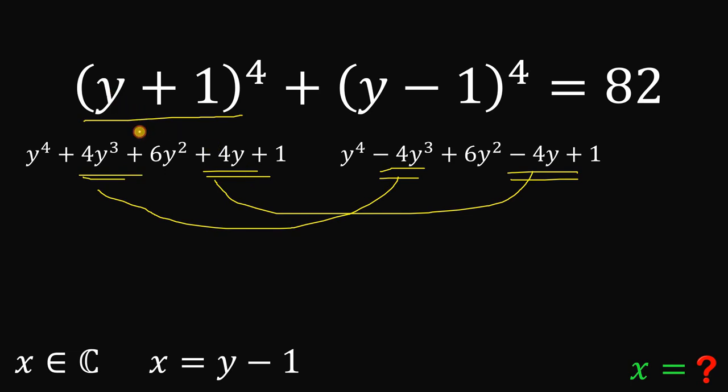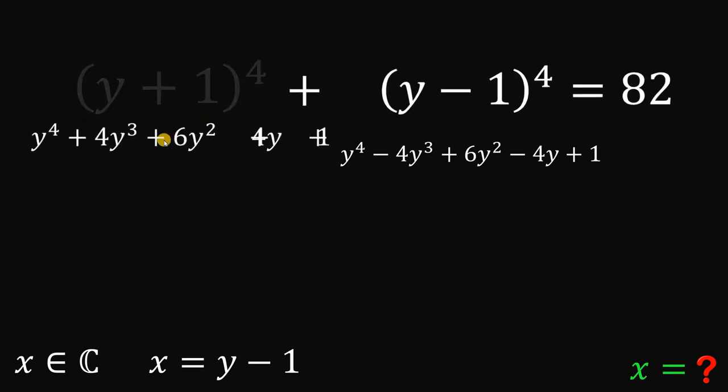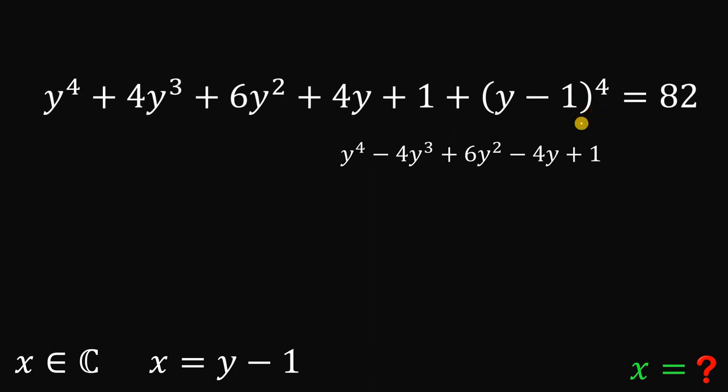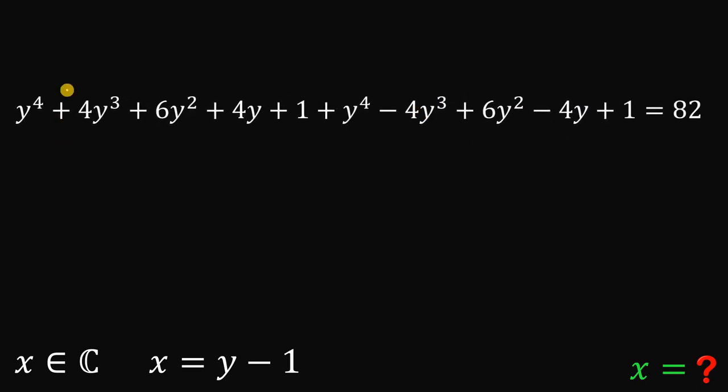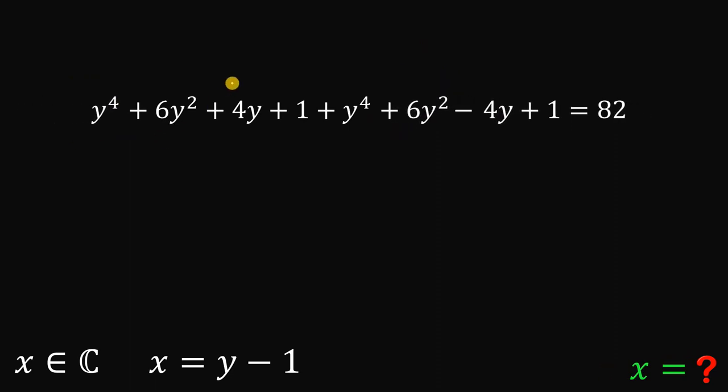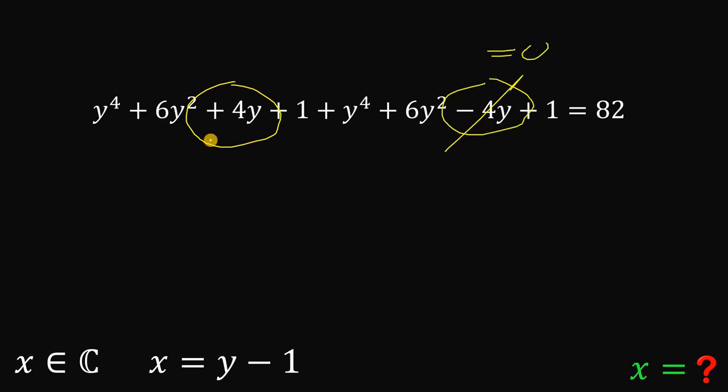So we can replace this with its expanded form, and we can replace this with its expanded form also. Now, positive 4y^3 and negative 4y^3 is just 0. They are gone. We can cancel both of them. And also, positive 4y and negative 4y are gone. This is just equal to 0.